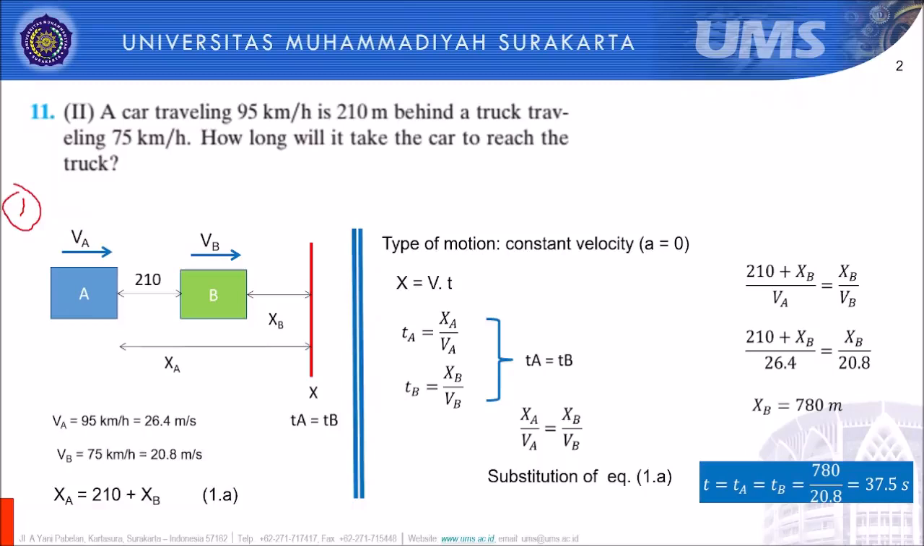So this is the car behind the truck. So this is the car, this is the truck. Okay, the velocity or speed is 95. This is 95. Okay, and then the truck is 75. Okay, and then you need to convert to meters per second.